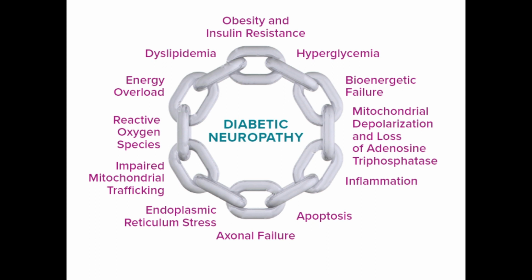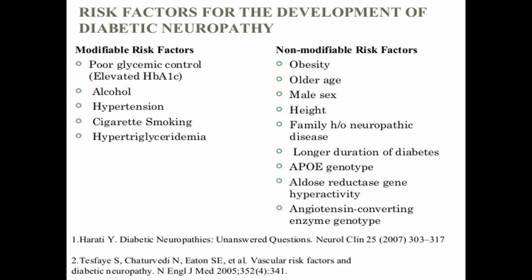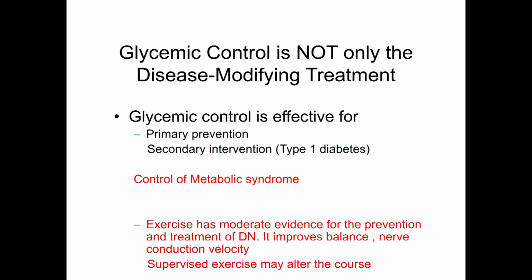So this is a chain. Not only diabetes, but also hypertension, dyslipidemia, and obesity result in bioenergetic failure and decreased utilization of ATP, resulting in axonal failure and neuropathy. So what are all the risk factors? We have a lot of risk factors: hypertension, dyslipidemia, obesity. Remember that these are again cardiovascular risk factors. Of course, the duration of the diabetes, alcohol, and low socioeconomic strata are some of the risk factors.